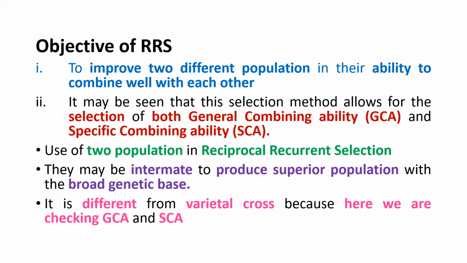Use of two populations in reciprocal recurrent selection. They may be intermated to produce a superior population with a broad genetic base. It is different from a varietal cross because here we are checking GCA and SCA.